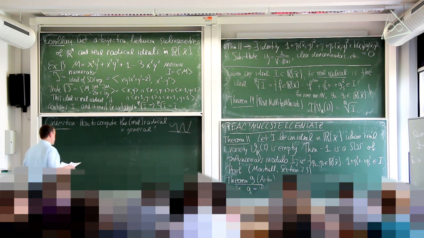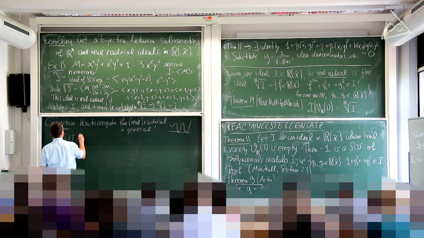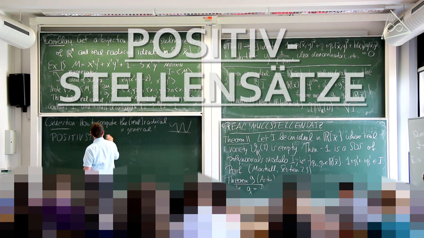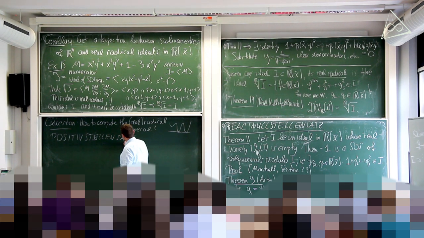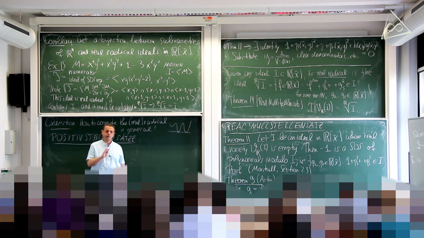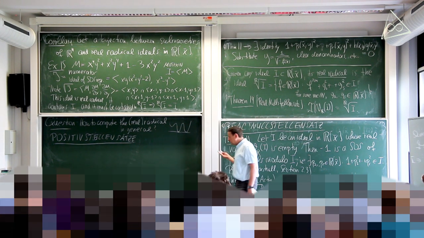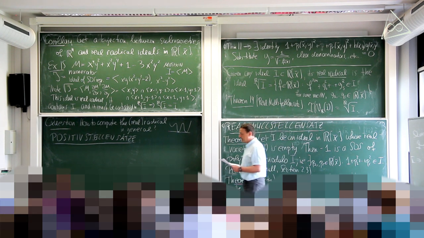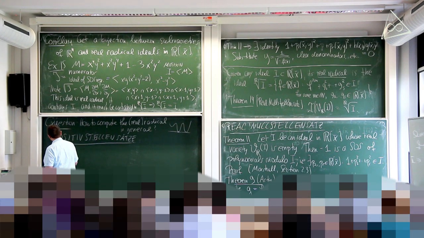Let me give you a different perspective on this. So the last topic today is positive Stellensätze. So Nullstellensätze concern points at which there are zeros of something, right? Now, positive Stellensätze make sense over an ordered field like the real numbers. So those are going to be theorems about positivity. So let's talk about positive Stellensätze. And I'm going to motivate this by linear programming.